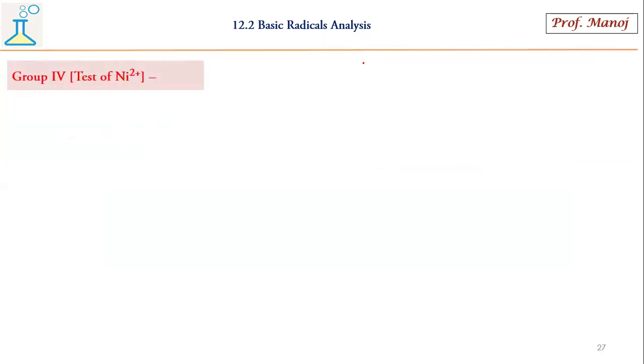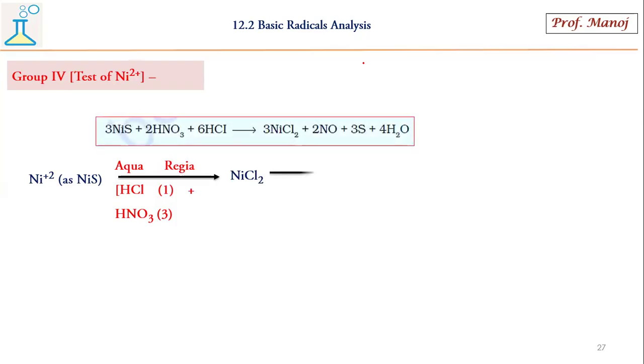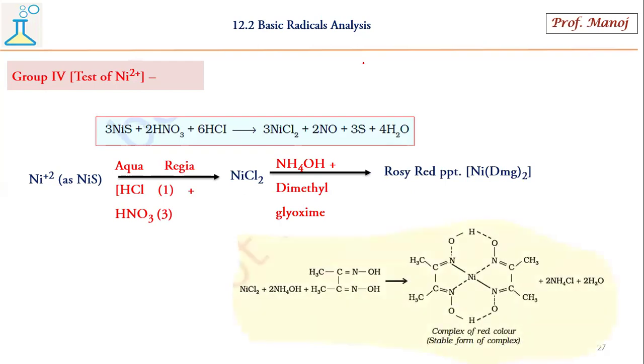Now, one of the most important, on which the most questions have been asked so far, that is nickel. Nickel is treated first with aqua regia. This is a combination of 1 part of HCl and 3 parts of HNO3. This is converted into nickel chloride, and when treated with ammonium hydroxide and dimethyl glyoxime, it gives you a rosy red PPT of nickel DMG complex. Now this is that nickel DMG complex here.